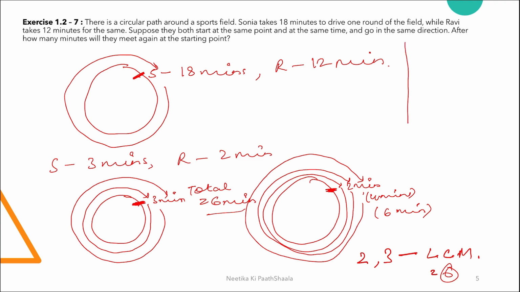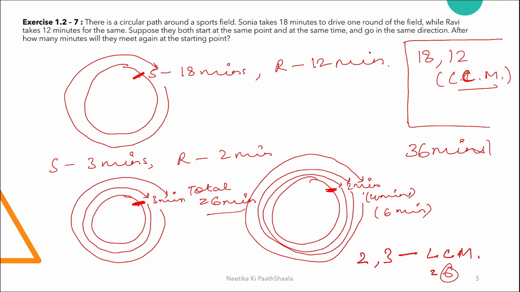तो अगर हम क्वेश्चन के हिसाब से अब जाएं, so आपको 18 and 12 का LCM find out करना है and that LCM would be the answer to this question. So LCM of these two numbers is 36. So answer is after 36 minutes, both of them will meet at the starting point.